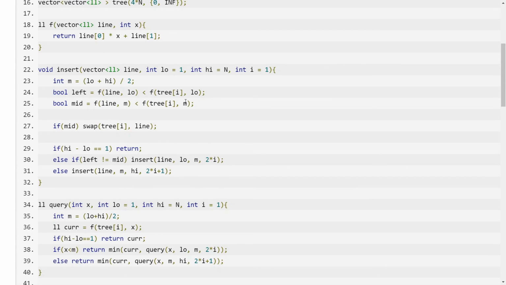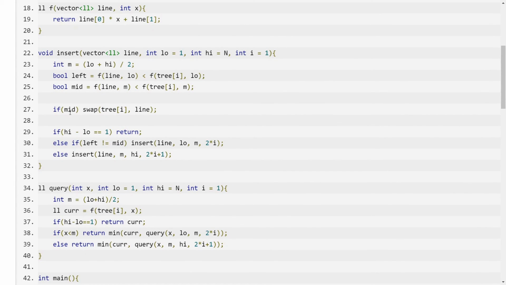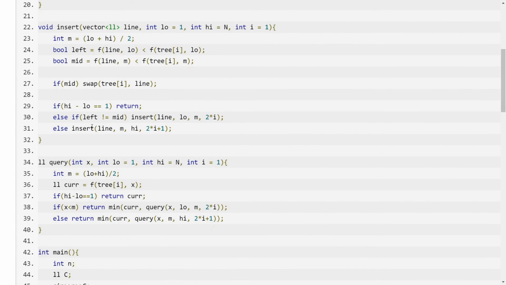Now that we have understood what mid and left are for, it is simple. If mid is true, we are swapping tree I with line, as I have already discussed. And if high minus low is 1, that means we have only one node, so we are returning. Else if left is not equal to mid, that means our intersection happens on the left side, so we are inserting line, low, mid, and 2 into I. Else we are inserting line at mid, high, and 2 into I plus 1.